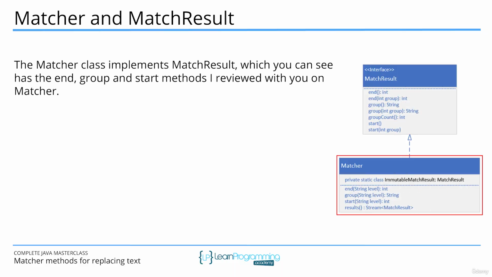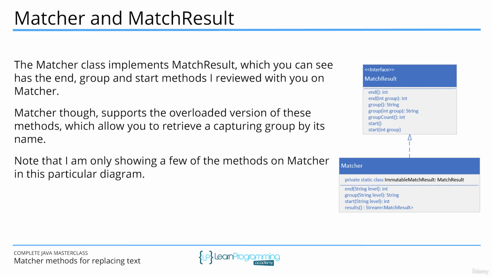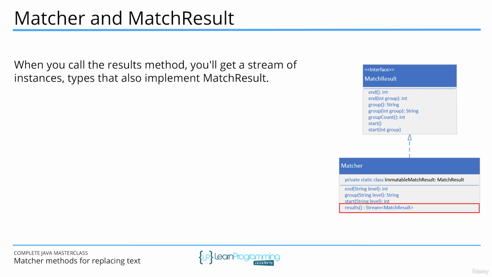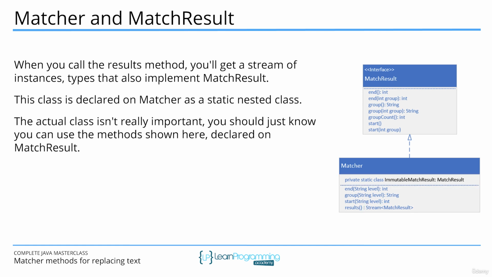The Matcher class implements MatchResult, which you can see has the end, group and start methods I reviewed with you on Matcher. Matcher, though, supports the overloaded versions of these methods, which allow you to retrieve a capturing group by its name. Note that I am only showing a few of the methods on Matcher in this particular diagram. When you call the results method, you'll get a stream of instances, types, that also implement MatchResult. This class is declared on Matcher as a static nested class. The actual class isn't really important. You should just know you can use the methods shown here, declared on MatchResult.